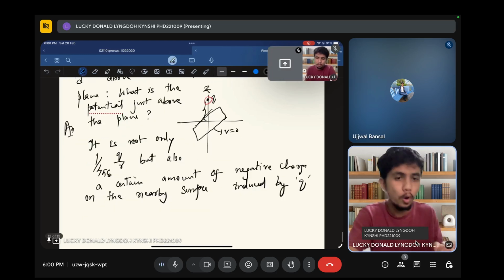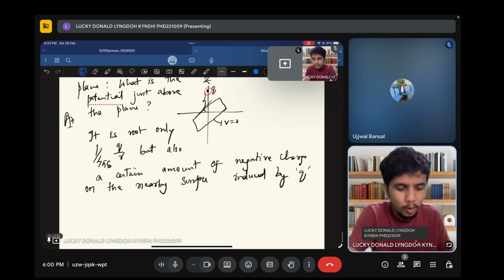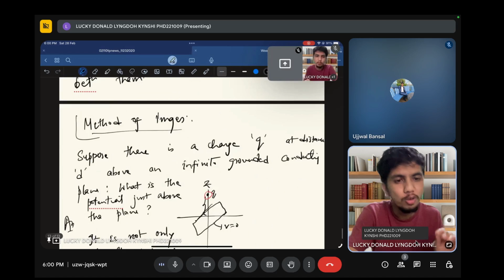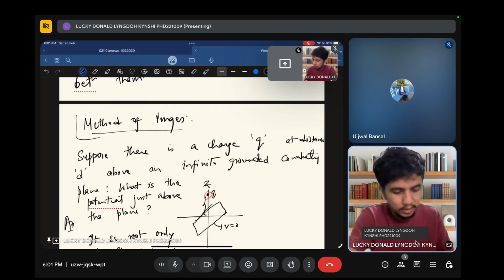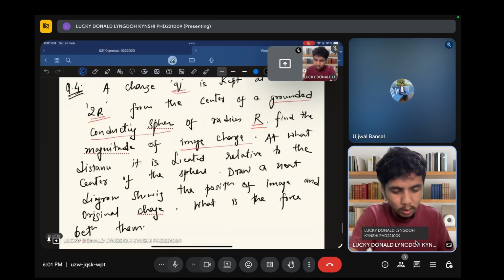But you don't know how much the induced charges are. That is why this method of images comes. You replace the induced charges by another charge. Instead of calculating the induced charges, you use a charge given by, let's say, the negative of your plus q. That is the method of images. Instead of writing the induced charges, you simply write the image charge. So that is what it is all about.